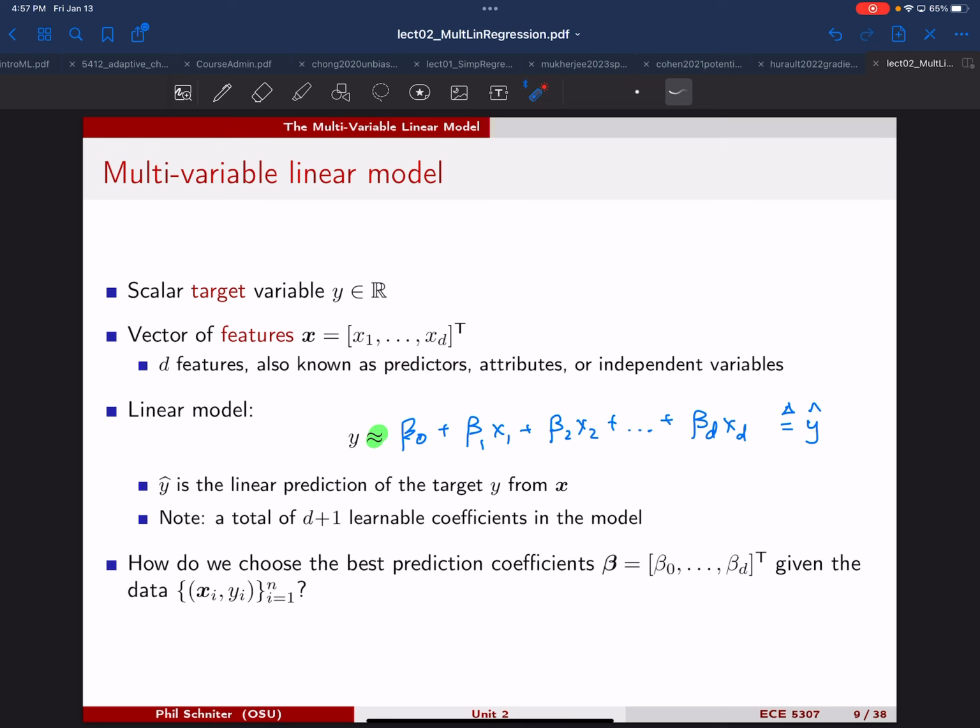Okay, so the main question that we want to answer in this unit is how do we choose this vector of prediction coefficients, our boldface beta, given our data, n pairs of xi, yi? That's the question. Okay, any questions so far on this slide? Okay.